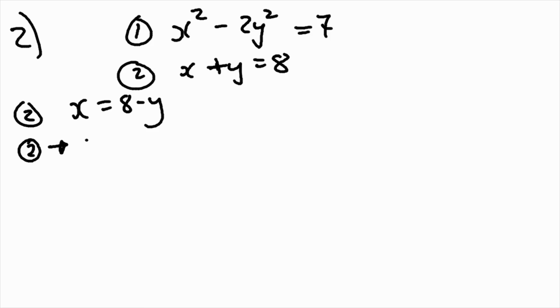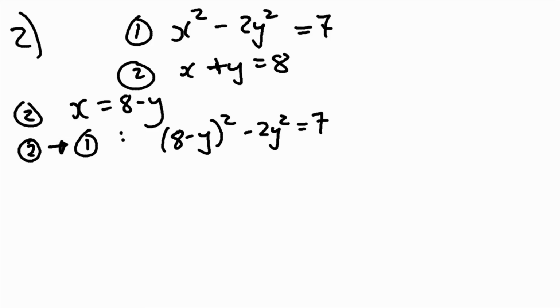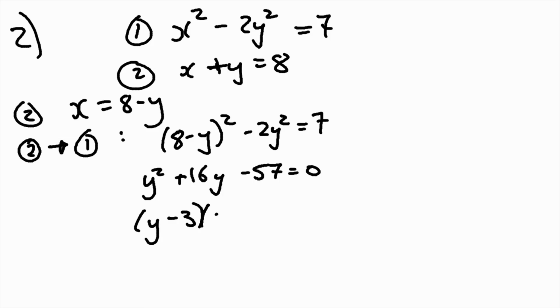So we're going to take 2 and substitute it into 1. And this gives us, instead of x squared, 8 minus y squared, subtract 2y squared equals 7. I'm going to simplify this and get it to a state where we've got a positive y squared. y squared plus 16y minus 57 equals 0. We can solve this via factorising. y subtract 3, y plus 19.